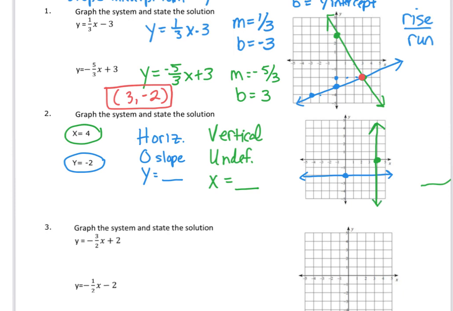Okay, x equals 4. So x equals 4, I go over here on my x-axis. x equals 4 is right here, and I know that's a vertical line. So this is the line for my equation there. Now where these two lines intersect is this point right here. Okay, so that ordered pair is x is 4, y is -2.